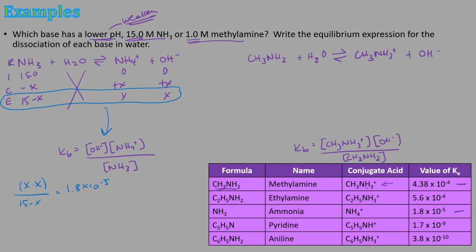Now, again, this becomes negligible because these K's are so small, this x is going to be tiny. Subtracting a really tiny number from 15 is not going to do any damage to 15. It's still going to be 15 in the end. So x squared divided by 15 is equal to 1.8 times 10 to the negative fifth. Multiply both sides by 15 and I get x squared equal to 2.7 times 10 to the negative fourth. Then take the square root of both sides, and x is equal to 0.0164.